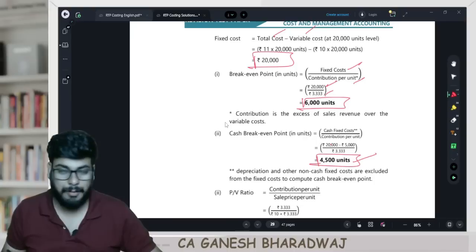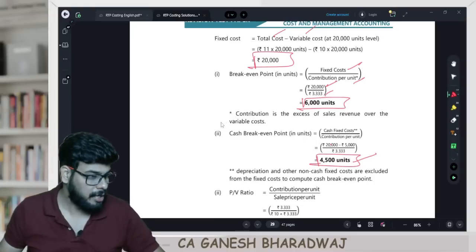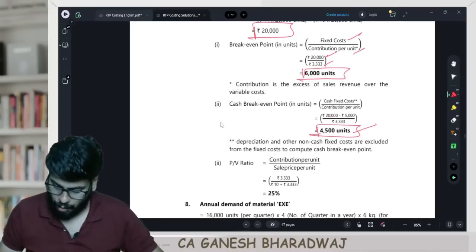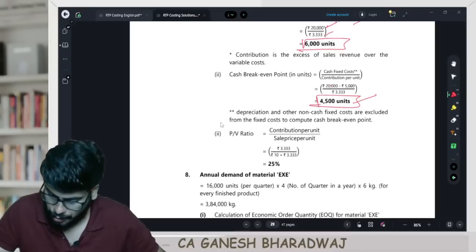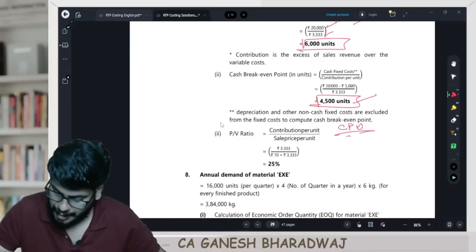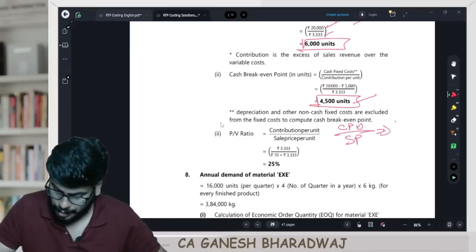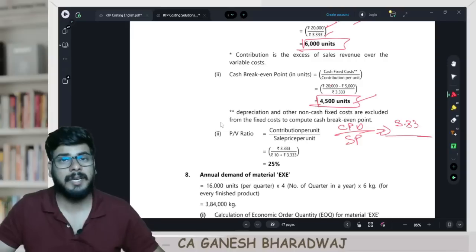4,500 units. That's going to be your cash fixed cost. And finally, what have they said? They have given that. Okay. So finally, they have also asked for PV ratio. So PV ratio, how much is that going to be? PV ratio is contribution per unit divided by selling price. So contribution per unit is how much? 3.3333. Selling price is not given.